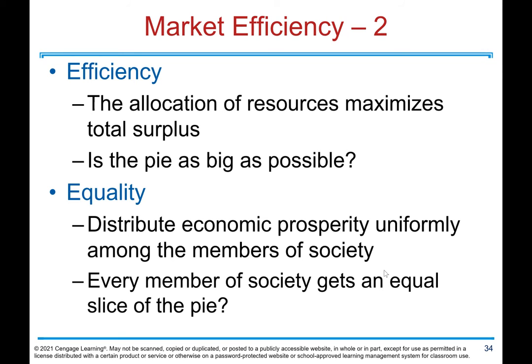Efficiency. The allocation of resources maximizes total surplus. Efficiency is making the pie as big as possible. What about equality? Distribute economic prosperity uniformly among the members of society. Every member of society gets an equal slice of the pie.